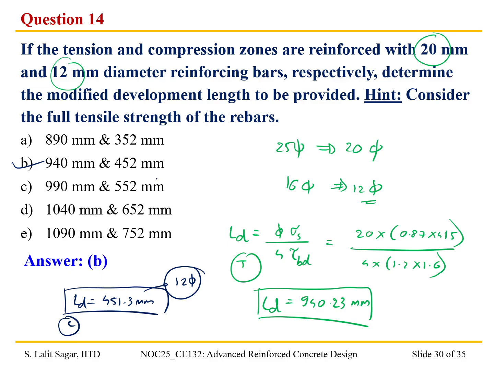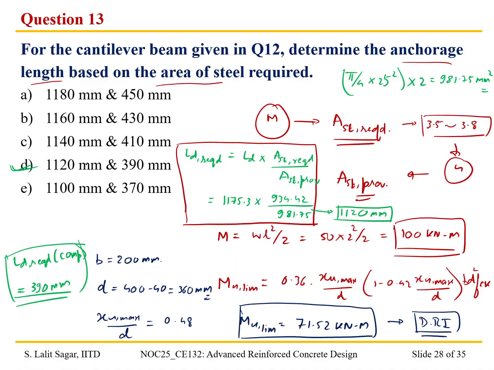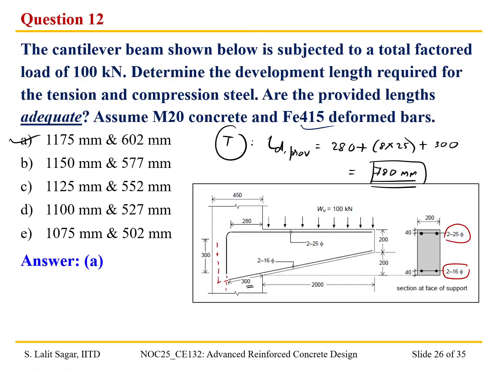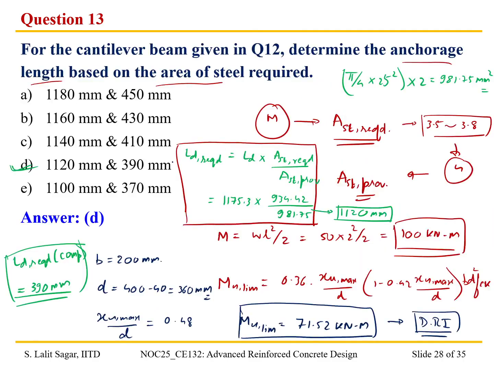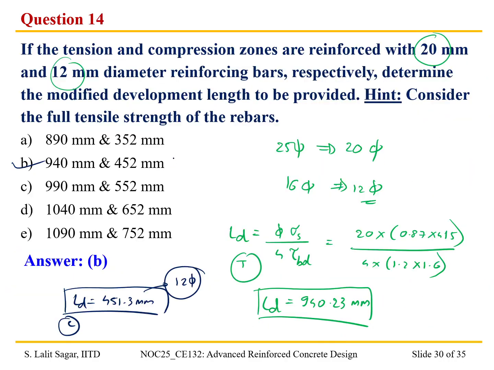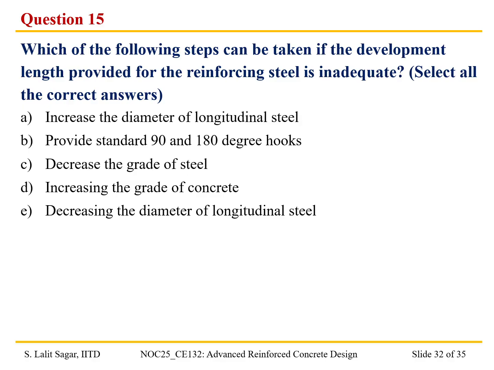You can compare these values 940 and 452 with the values 1175 and 602. It is slightly lesser, because when we use a higher dia of the longitudinal rebar, we need to provide a higher development length as well. So as we can see, in question 14, option B is the correct response. We'll move on to the last question of the day.